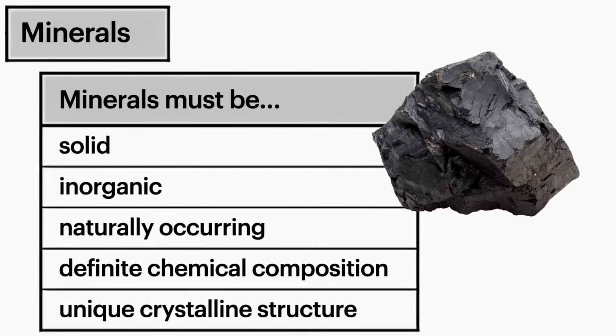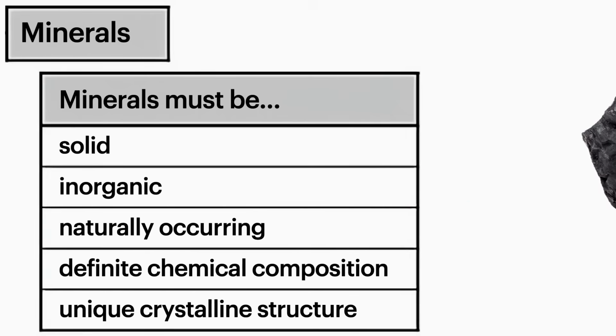So think of a tropical rainforest and all the leaves and the foliage dropping to the forest floor, and then over millions of years getting compressed under its own weight. That's how coal typically forms. Therefore, it is not inorganic. It is organic, and it is not a mineral. So there's our quick look at what must be true for something to be considered a mineral.